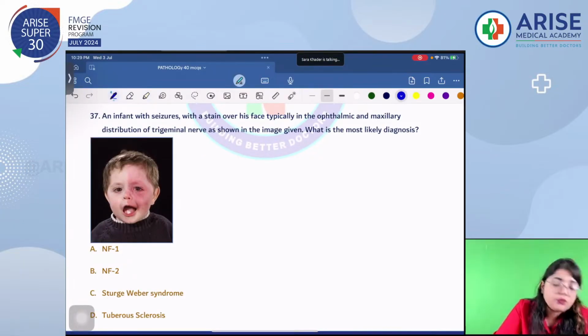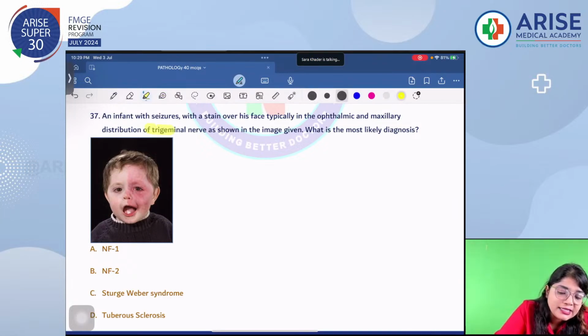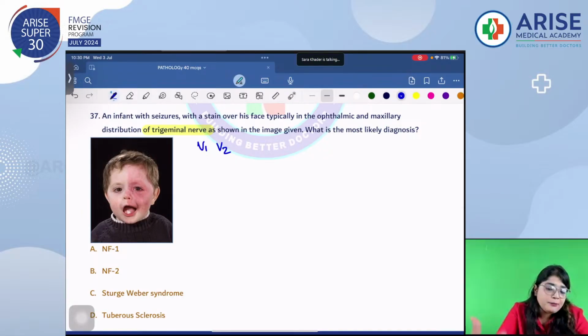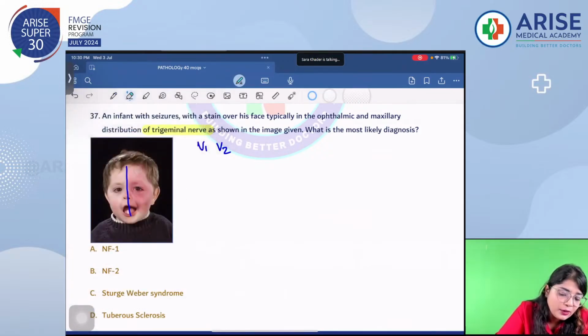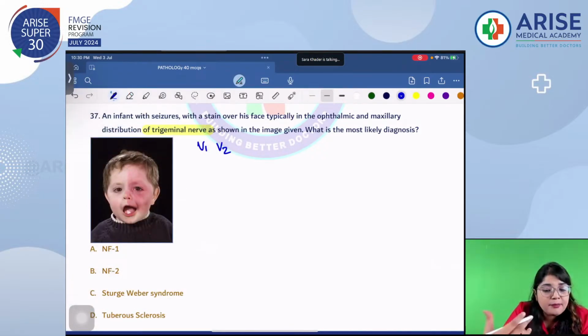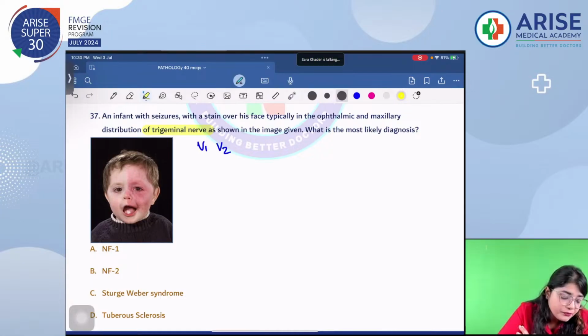So you see a stain on one side of the face, and this is because of the trigeminal nerve involvement, V1 and V2, right? Trigeminal nerve involvement. Okay. And because there are leptomeningeal, yes. And you can see the port wine stain here. And there are leptomeningeal tumors on that side itself that lead to seizures.